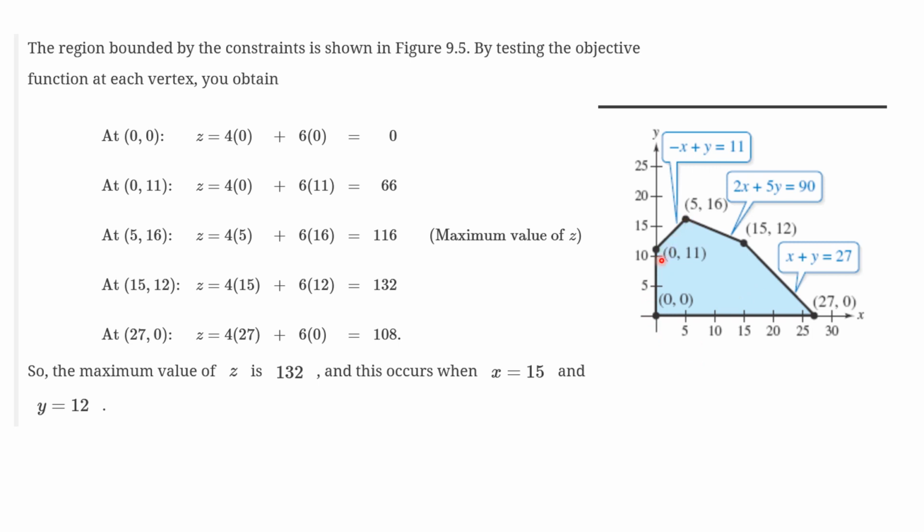You should have come up with this as your feasible region, these as the corner points, and you evaluate each of those corner points in turn. You plug it into the objective function, and the maximum happens here. And so the maximum value of z is 132. And that happens when x is 15 and y is 12.